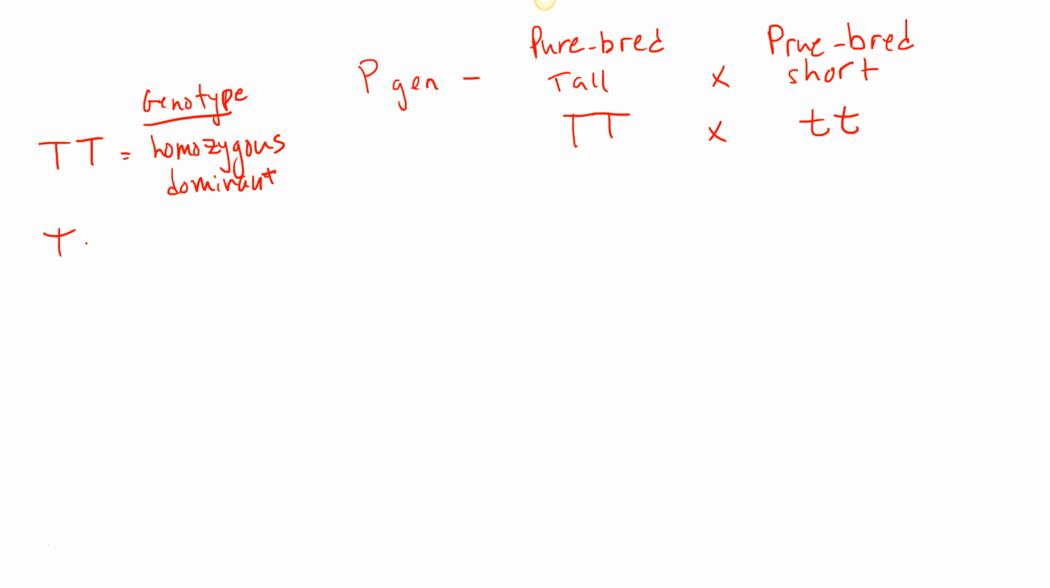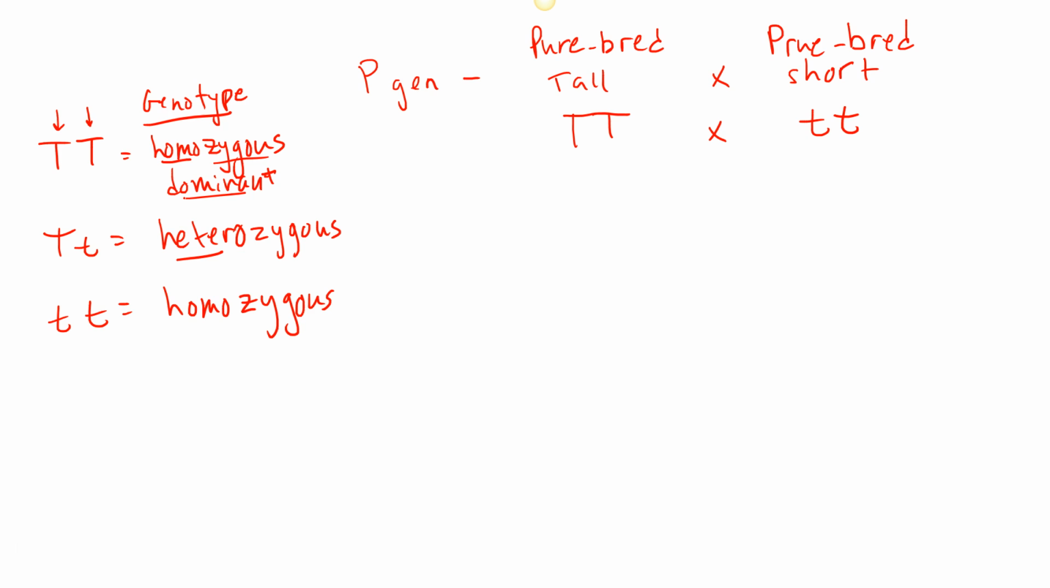Now, if you had one of each, you have hetero, which means different, and homo means the same, referring to the same allele in both of the gametes that were combined to form the zygote. Heterozygous means that the zygote formed by the combination of sperm and egg, or pollen and egg, had two different alleles. You could be homozygous dominant, or you could be homozygous recessive.